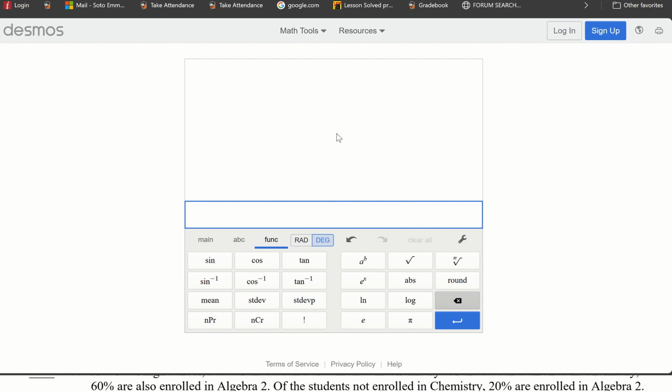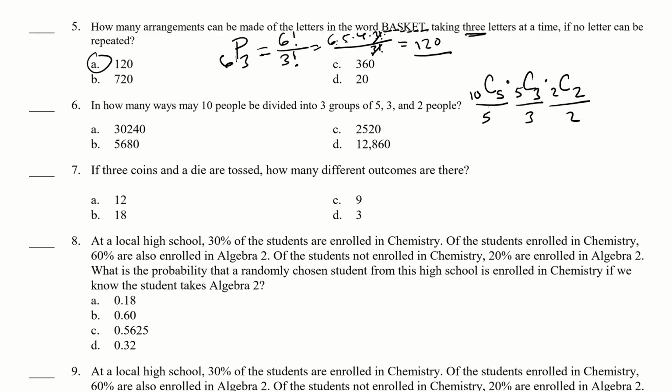Okay, so we're going to go ahead and calculate this. We have nCr: 10 choose 5, times nCr, and now we have 5 left, choose 3, and then nCr, and we have 2 choose 2. So we get a total of 2,520. All right, and we go back here. So our answer is C, for number 6.